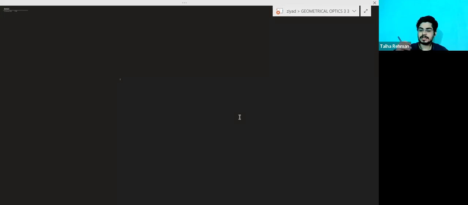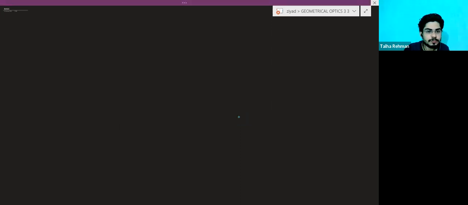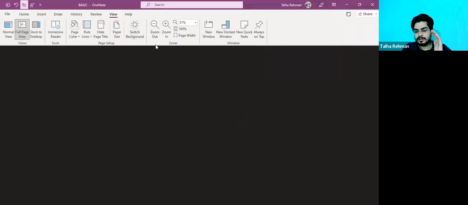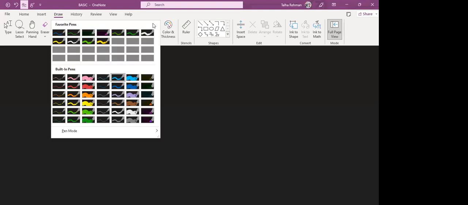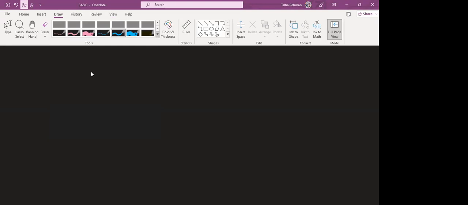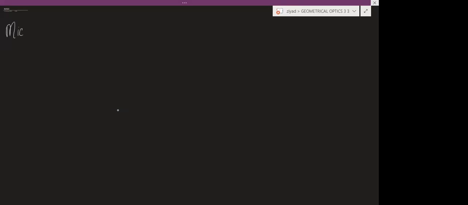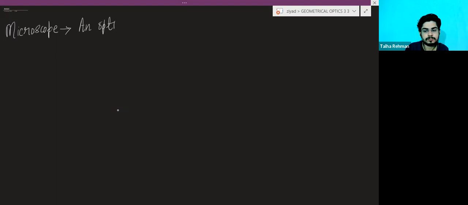So what is the use of the microscope? Basically, it gives us the larger view of the object. Or you can say, of a very small object, we get a larger image so that we are able to see that object more precisely. So the microscope is an optical instrument which magnifies a small object.